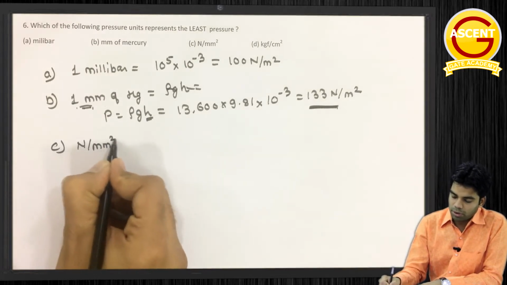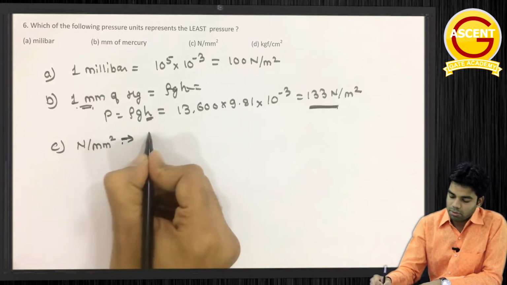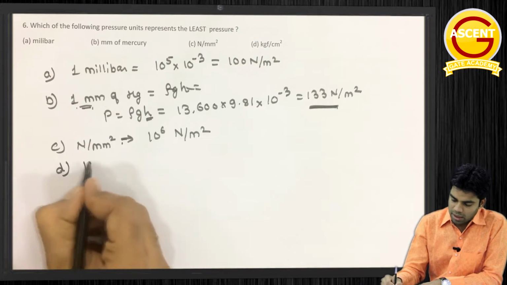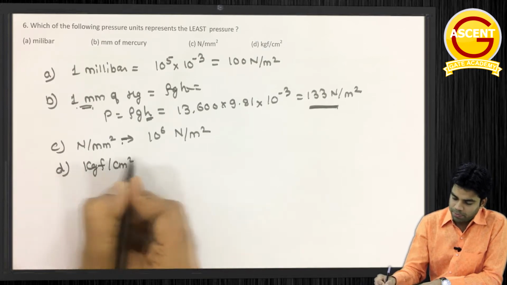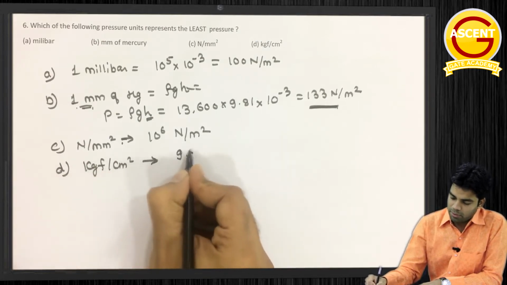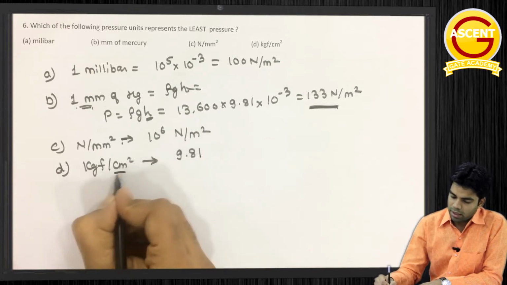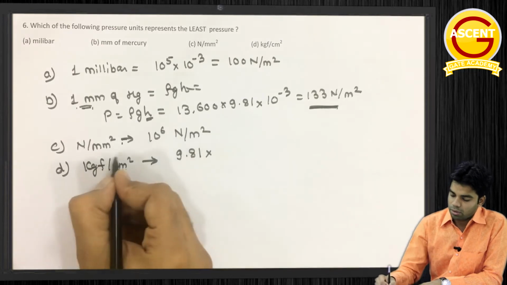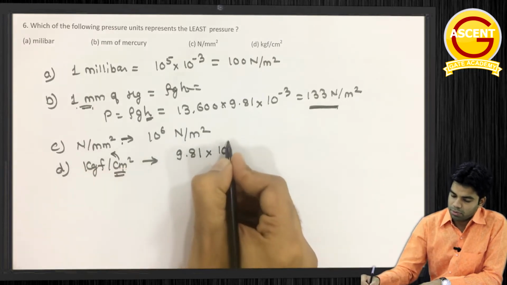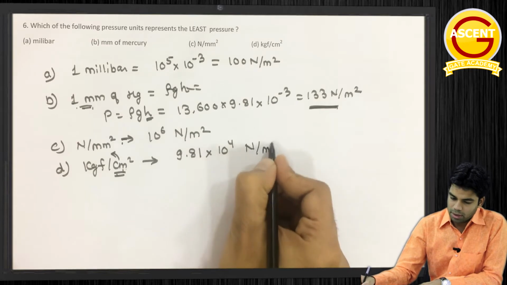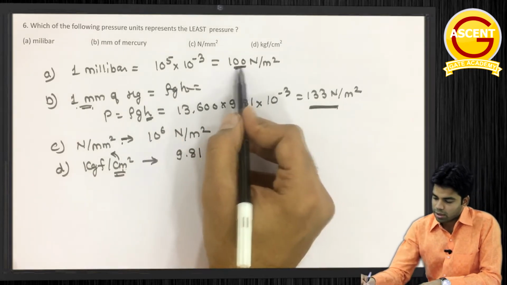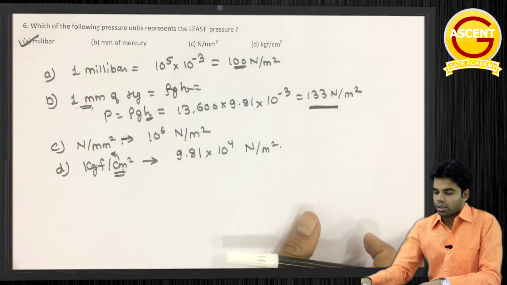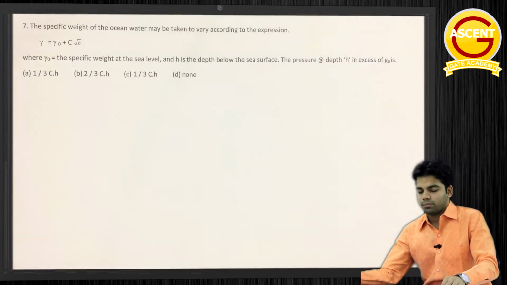This is the most common unit, which is called megapascal. So this will be 10 raised power 6 Pascal, Newton per meter square. Last is kgf per centimeter square. Okay, so 1 kgf is 9.81 Newton, centimeter square is 10 raised power minus 4 meter square, or if I take it upward, it will be 10 raised power 4 Newton per meter square. Okay, so the least unit, as we can see, is 100 Newton per meter square, so answer should be A. Getting this now? Okay. Next question.